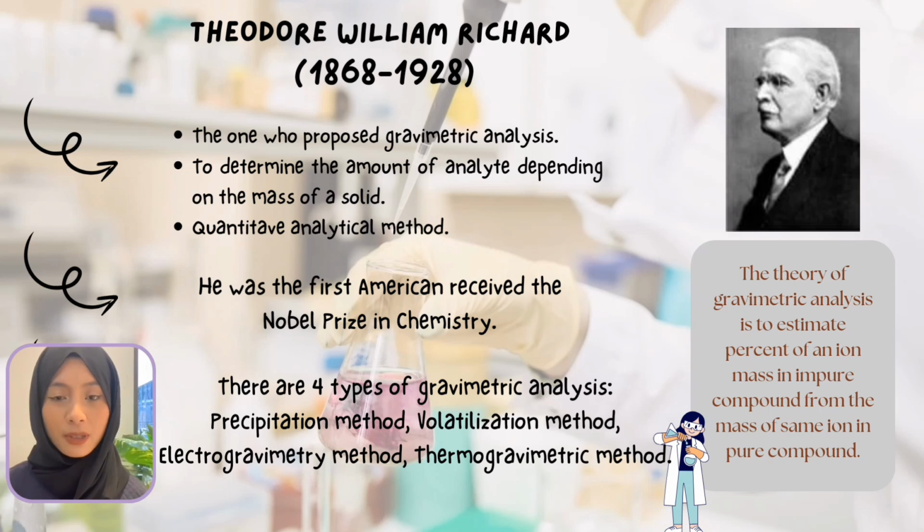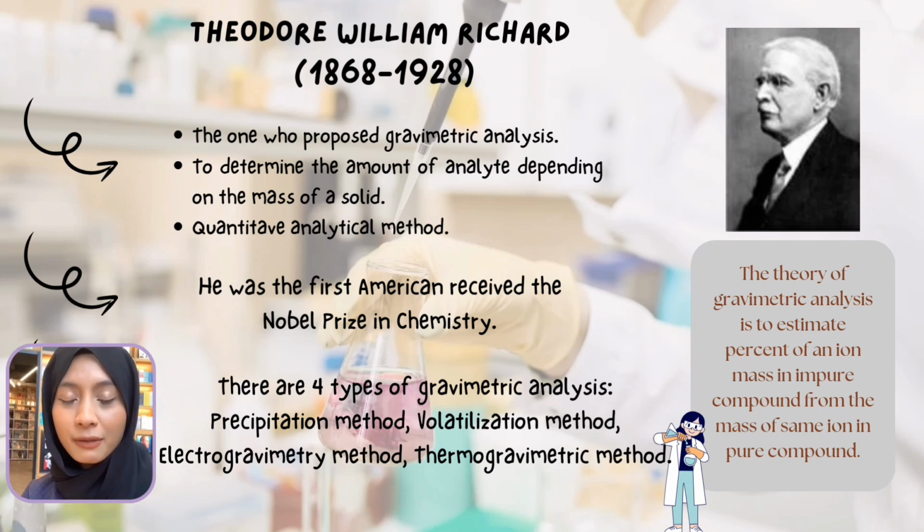There are 4 types of gravimetric analysis. The first one is the precipitation method, and the second one is the volatilization method. The third one is the electrogravimetry method, and the last one is the thermogravimetric method. The theory of gravimetric analysis is to estimate the presence of an ion mass in an impure compound from the mass of the same ion in a pure compound.